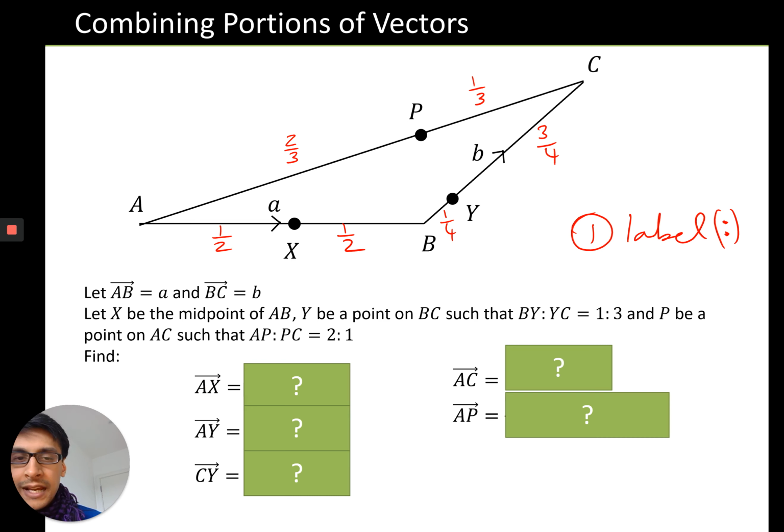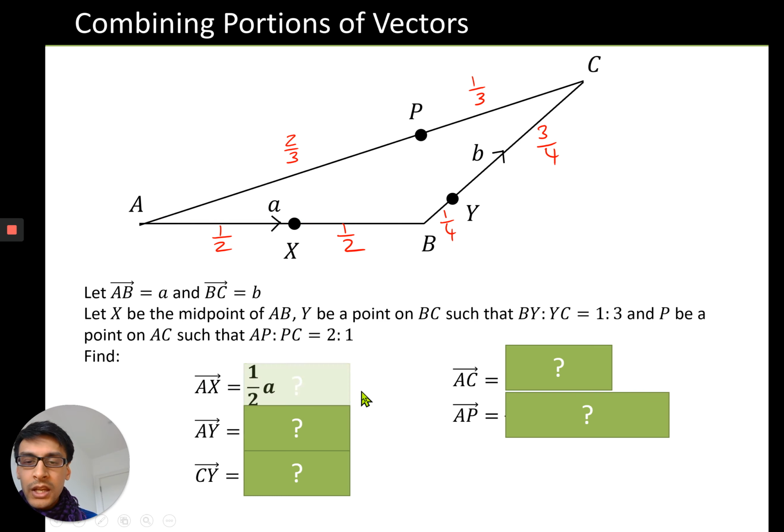Now find AX. Well, we want to go from A to X. Well, that's just going to be half of a. Can you guys now have a go at question 2, 3, 4, 5, and then pause the video and then come back? Okay, going through the answers here.